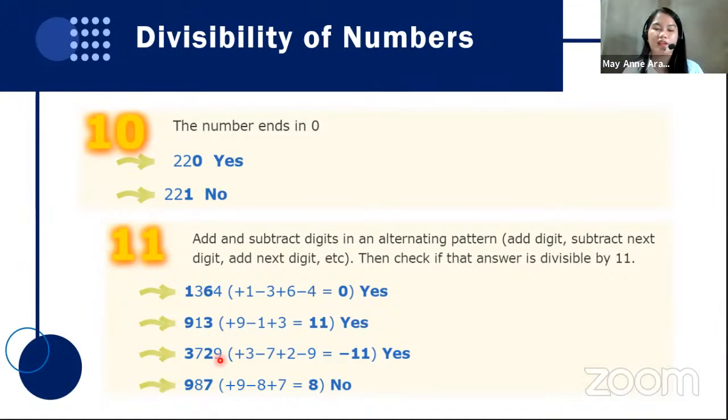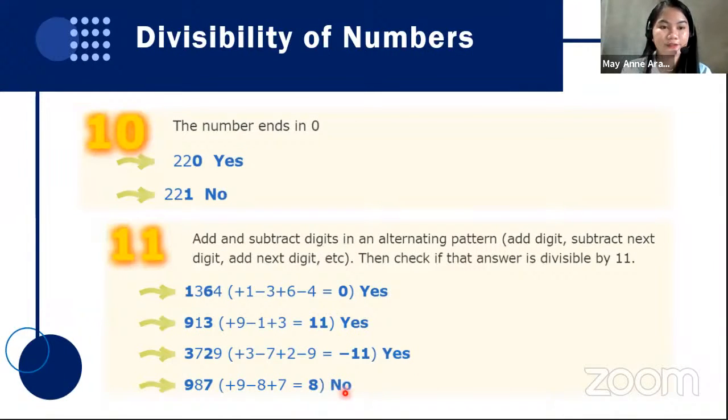Last, for 987, we have 9 minus 8, and that's 1 plus 7. The result is 8. The 8 is not divisible by 11. So 987 is not divisible by 11. Just alternate positive, negative, positive.